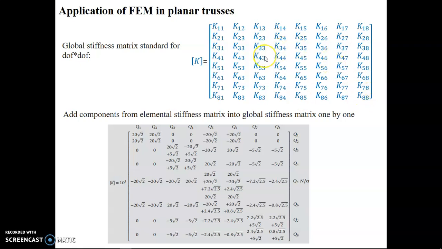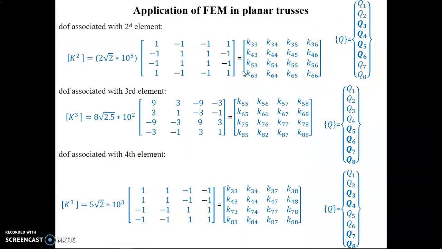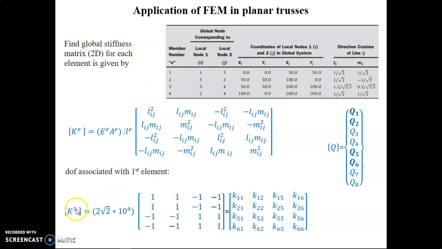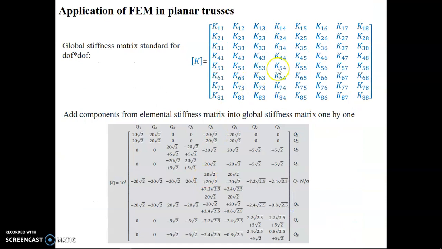Now the objective over here is to equate or add the value to the different terms of the matrix. So for that we will be filling individually by using the matrices present in the first element. So here we will be filling K1, K12, K15, K16, and so on. All these values we will be filling into the global matrix.